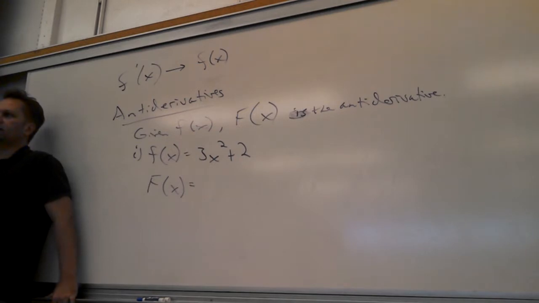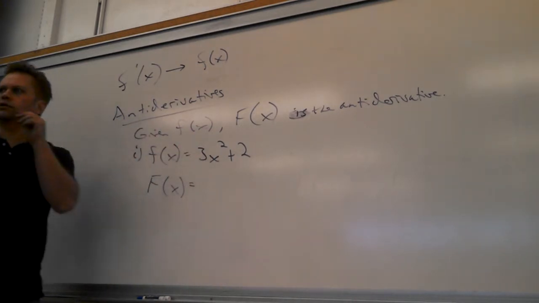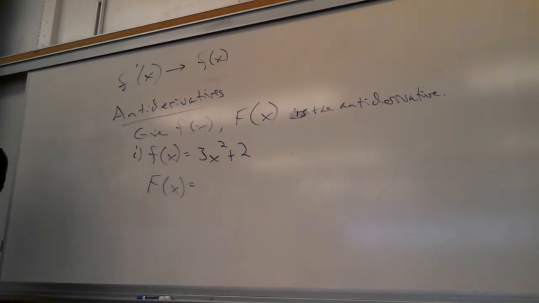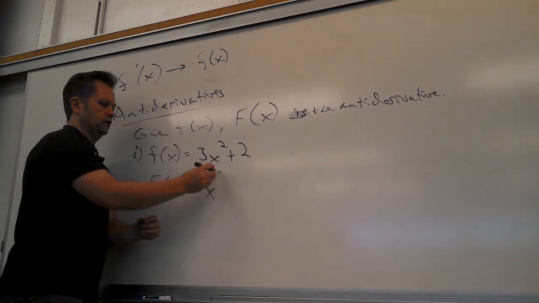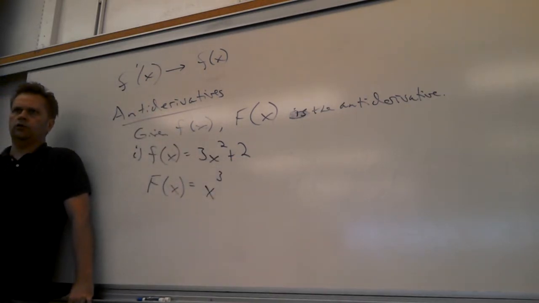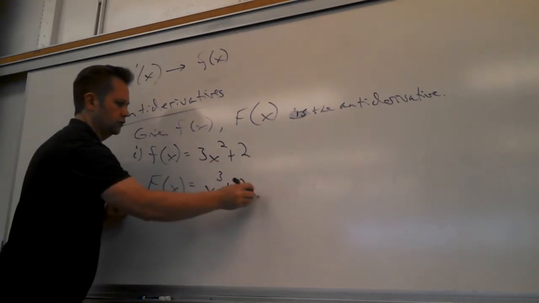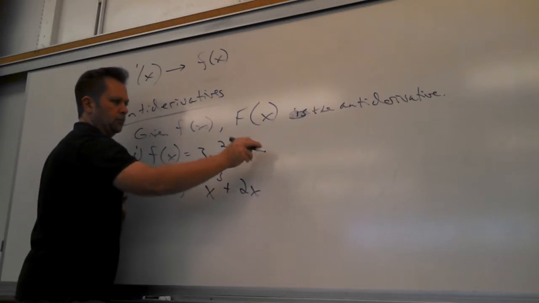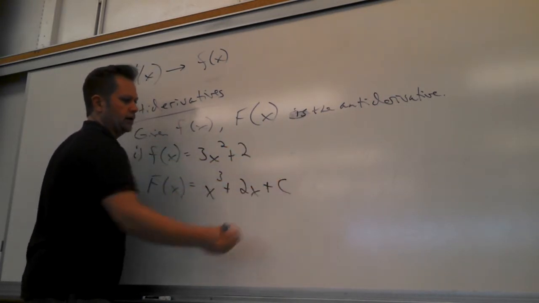Ooh, look at people that are head counting. Okay. So you got to start thinking backwards, obviously. Where would 3x squared have come from? It would have come from x cubed, I like it. Where would 2 have come from? It would have been 2x, because I can see the derivative, so what would it be here before I take a derivative? 2x. And of course, there's a plus 0 here, so it doesn't matter, any constant could have been there.